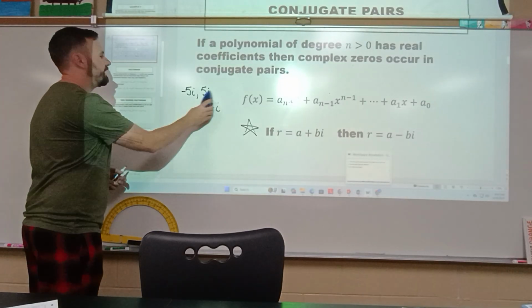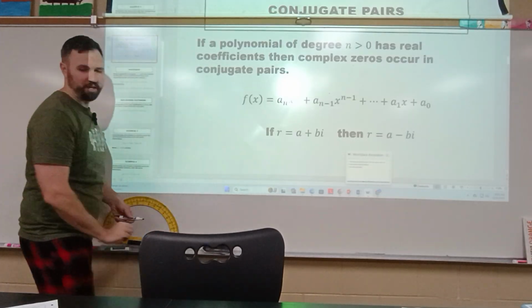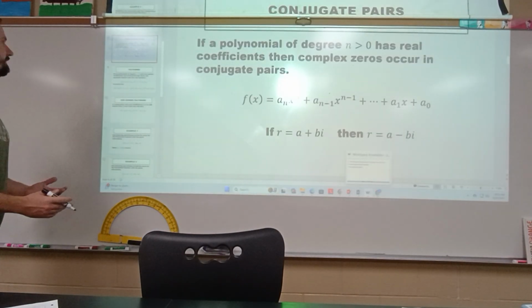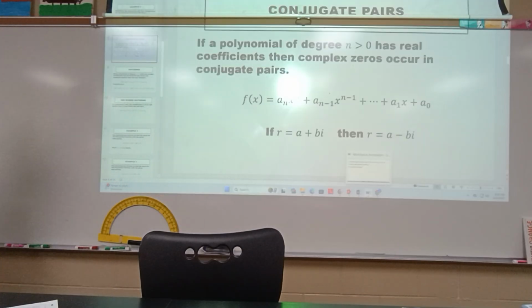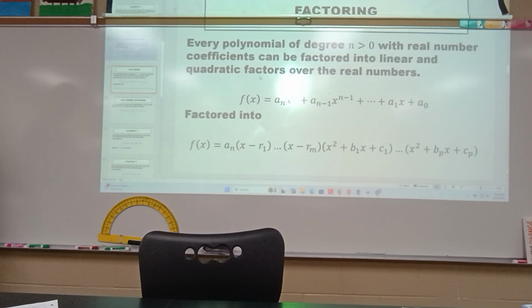All right, we are in 5.5. We should be on page 3-ish of it, if you're following along. All right, so yeah, you can factor stuff into linear components. We've done that before.